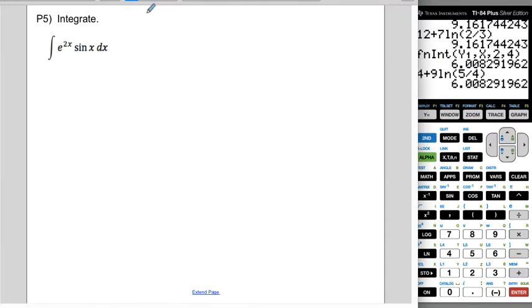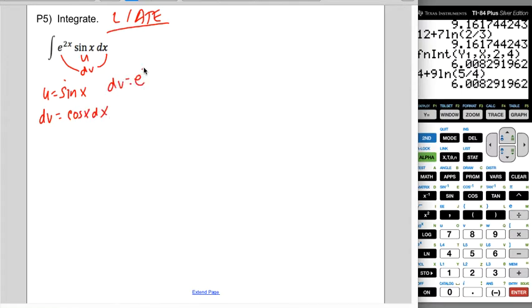It's the same gist. It's just going to take a couple rounds to loop back to where you started. So my u is sine, and my dv is the e to the x stuff. This one's slightly harder because of the 2x, but you'll survive. So I get that my u is sine x, and my dv is cosine of x dx.